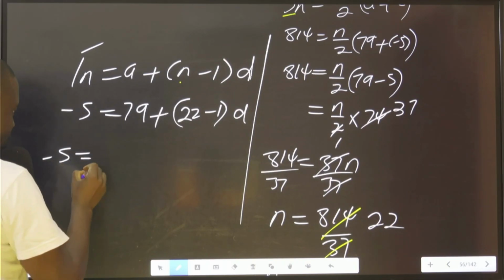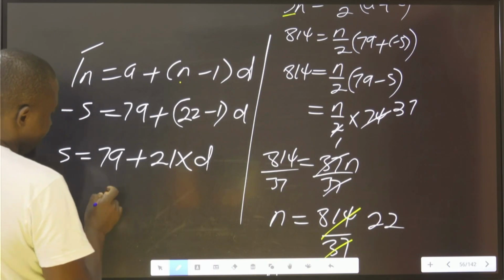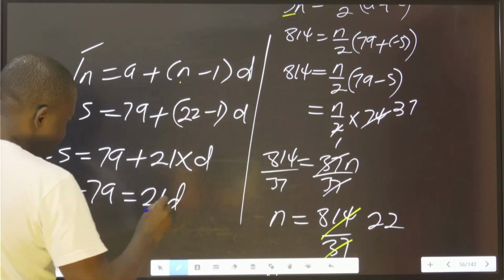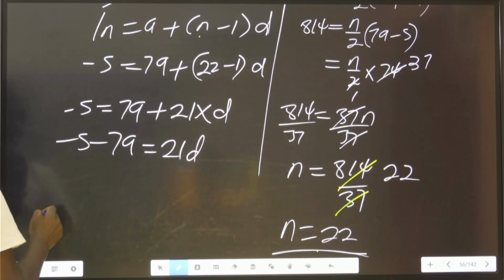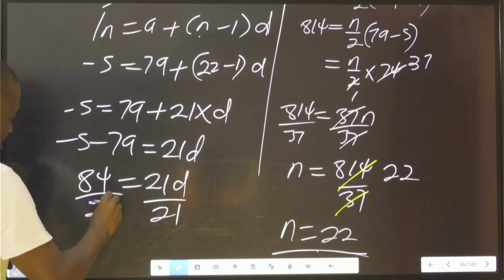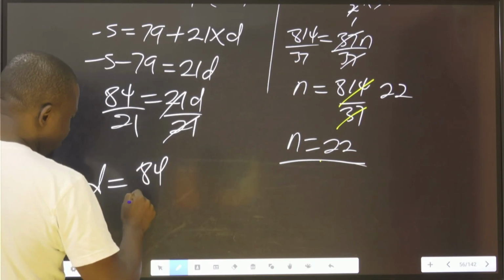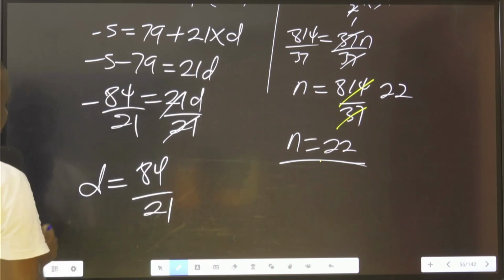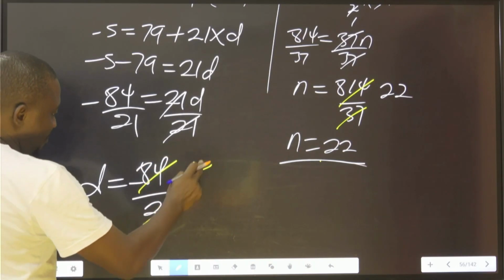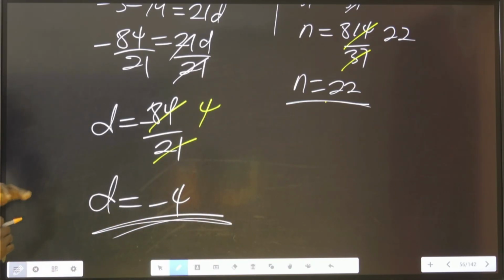So minus 5 equals 79 plus 21 multiplied by d. Minus 5 minus 79 equals 21d. If you do this, you're going to have minus 84 equals 21d. Divide both sides by 21, this equals minus 84 over 21. Please remember there's a minus here. We have to still retain the minus. If you divide this now, you're going to have 4. So d therefore is equal to minus 4. This is the common difference.